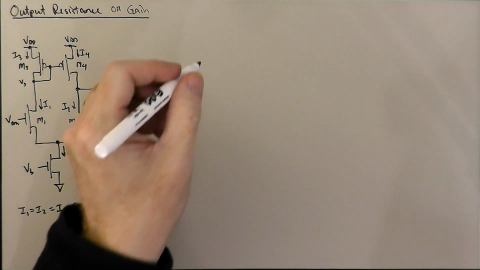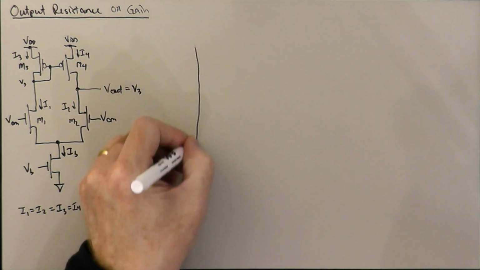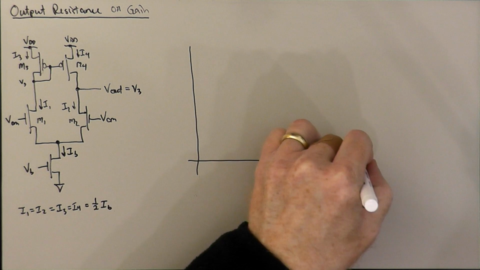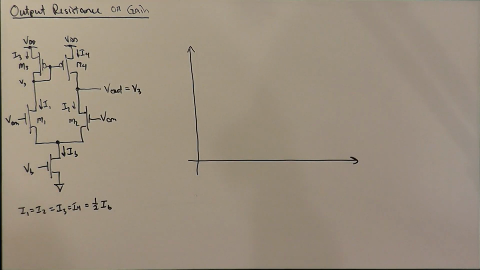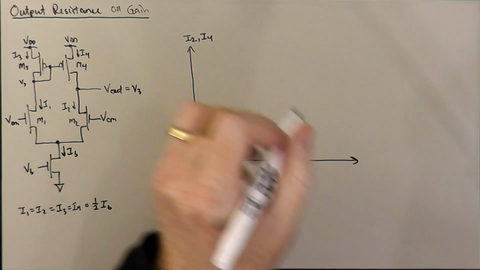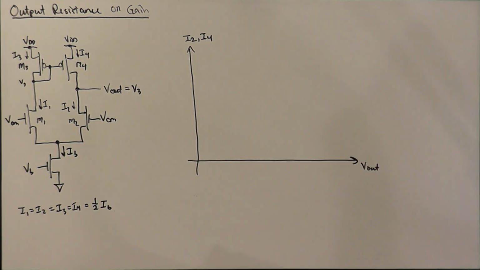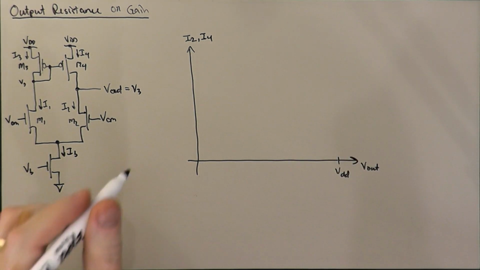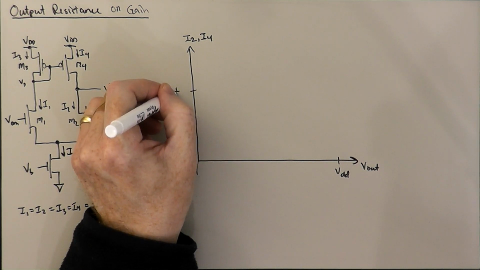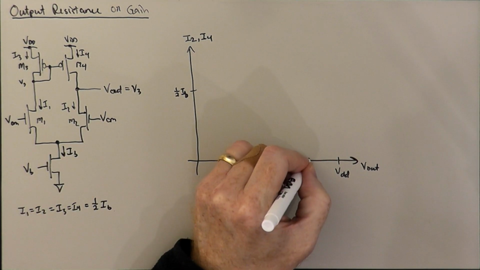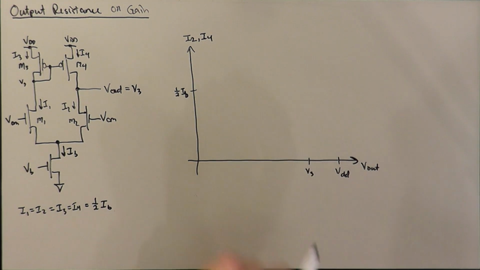Okay, so what I want to do is draw over here a plot showing the drain characteristics of M2 and M4. So this is going to be I2 or I4 as a function of V out. Okay, and here's VDD. And there'll be some common current here of half of IB. And we know that the quiescent output voltage is going to be basically V3, so it's going to be somewhere up near to VDD.